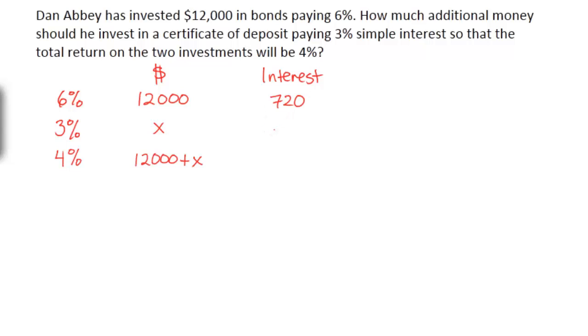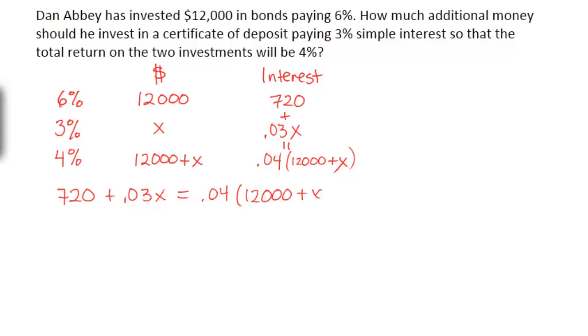We can write a mathematical equation for the other amounts as well, expressions which will turn into an equation. So 3% of x would be 0.03x. 4% of the other amount would be 0.04 times 12,000 plus x. So we know that the first interest plus the second amount of interest should equal the total amount of interest. So let's check that out. We can make an equation. 720 plus 0.03x should equal 0.04 times 12,000 plus x.